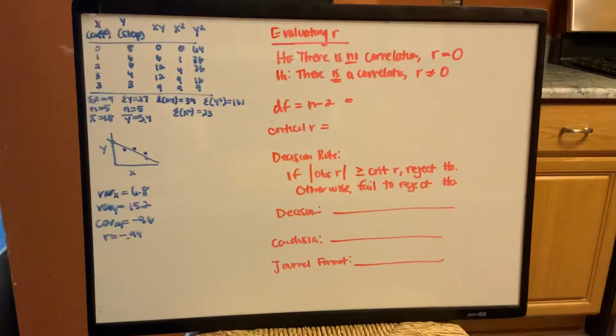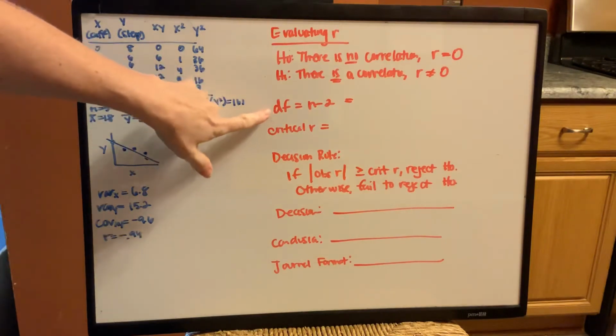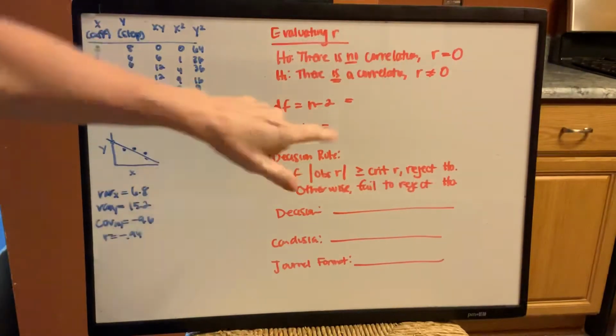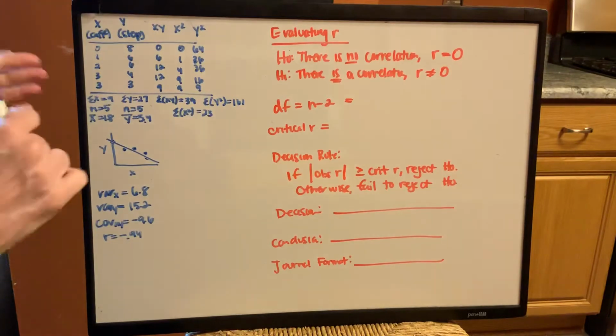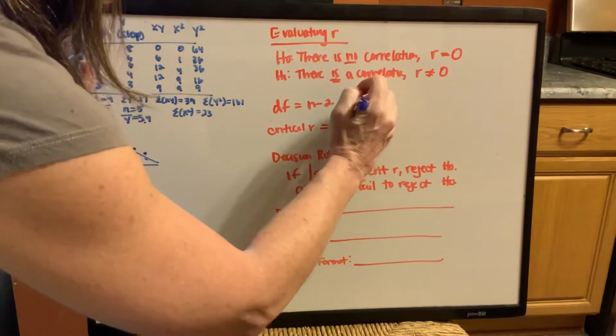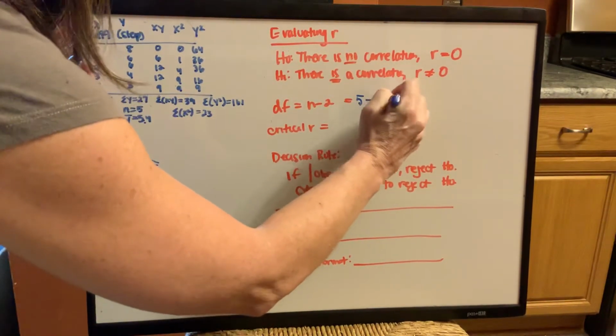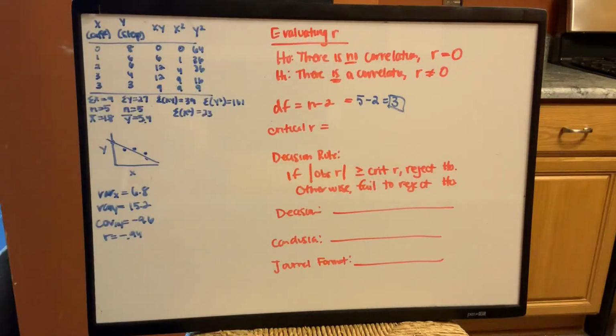So just like always, when we have an observed statistic, we have to look up the critical statistic. And in order to do that, we're going to need degrees of freedom. So for the correlation, the formula for degrees of freedom is simply n minus 2. So our n in this case is 5. So 5 minus 2 is 3. So you are going to look up your critical R on your critical R table.